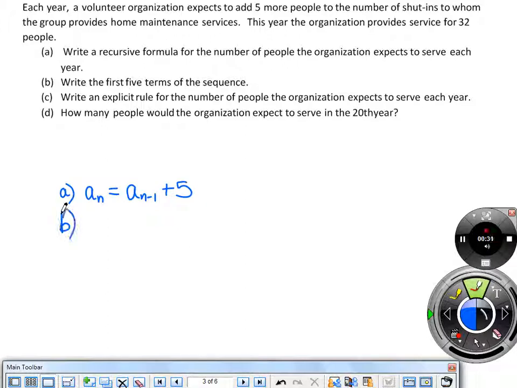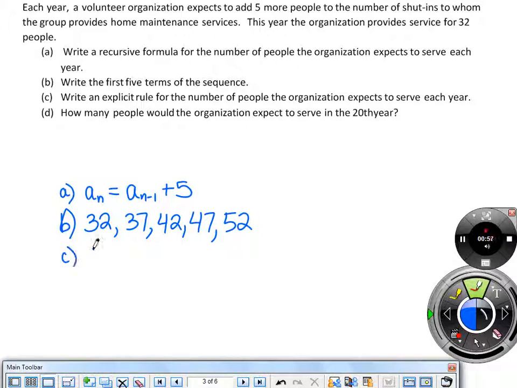To write the first 5 terms of the sequence, we can just keep adding 5, but we have to have a starting place. They told us right now that they serve 30. So we would expect the next year to serve 37, an increase of 5. The next year to serve 42, an increase of 5. Then 47, an increase of 5. And then 52, an increase of 5. And there are our first 5 terms of the sequence.